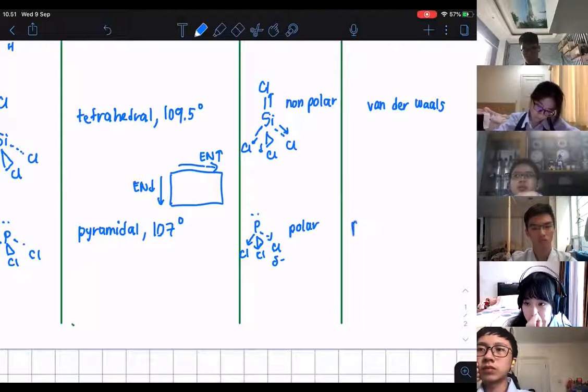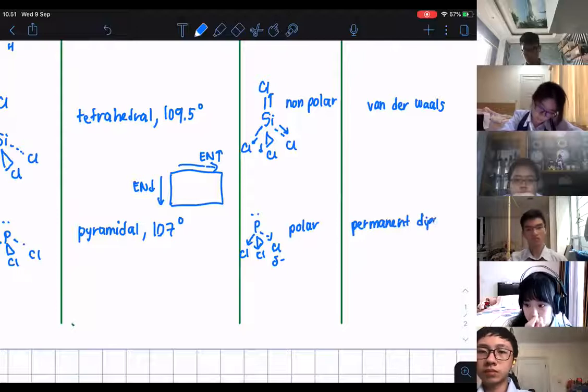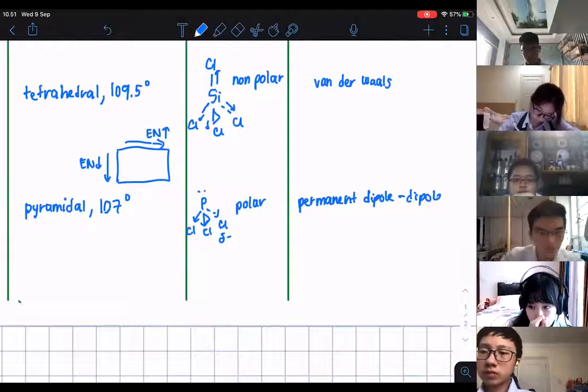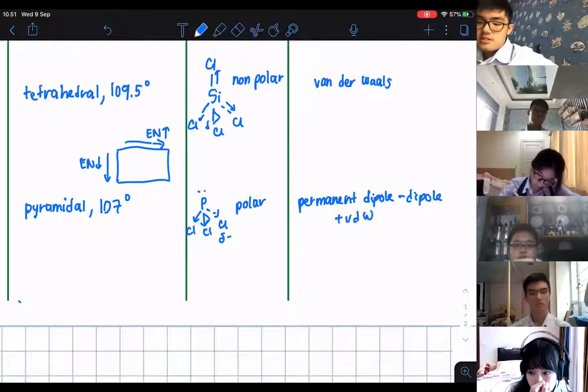Permanent dipole. Do you think that it has hydrogen bonding? No. Okay, so permanent dipole. So this one will be W.